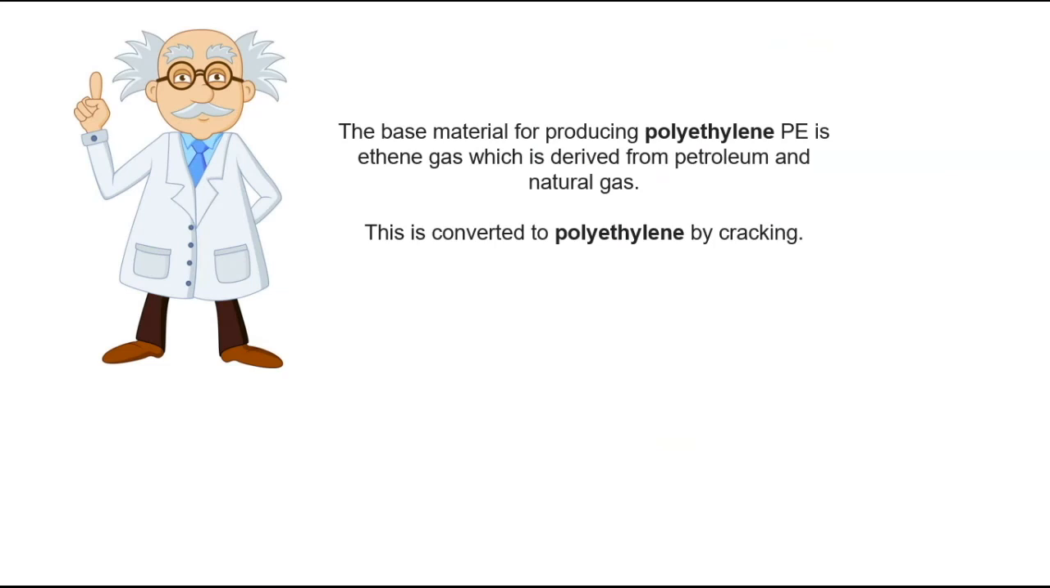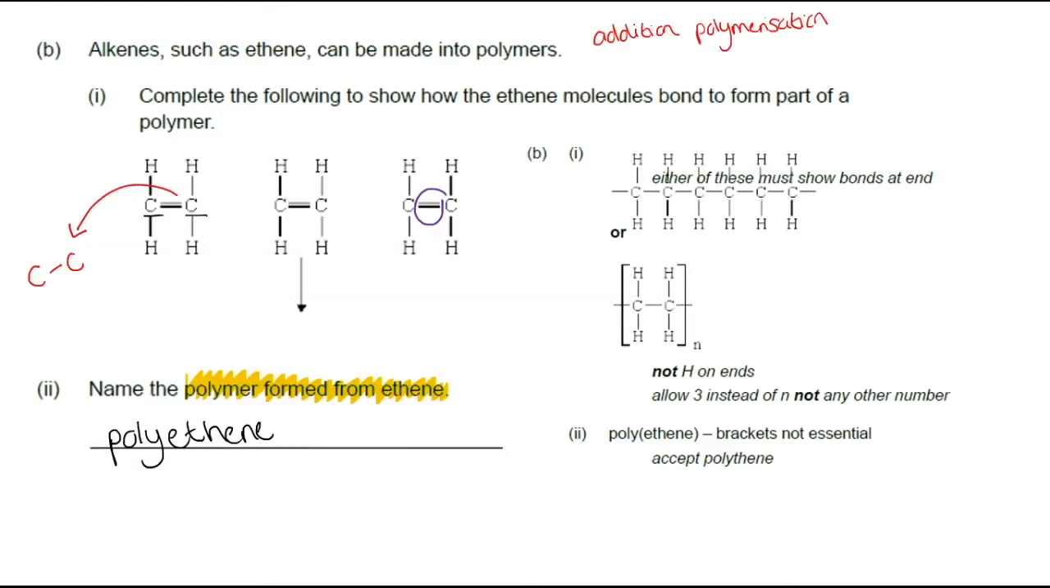Remember, polyethene, otherwise known as polyethylene, is very, very useful. Ethene gas is derived from petroleum and natural gas. This can be converted to polyethylene by cracking, okay? So this is just reinforcing the fact that we can take long hydrocarbon chains, convert them into smaller hydrocarbon chains such as alkenes, and then we can use that to do addition polymerization reactions to produce things like this.